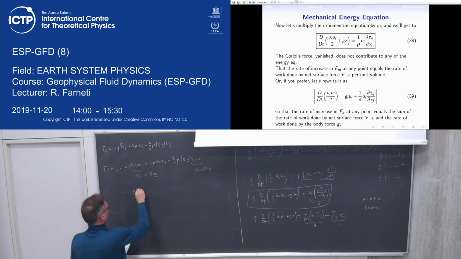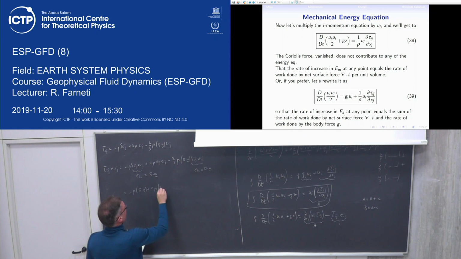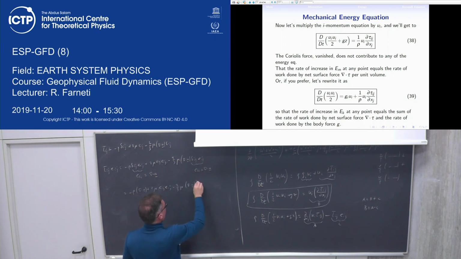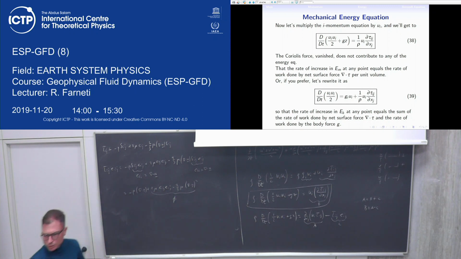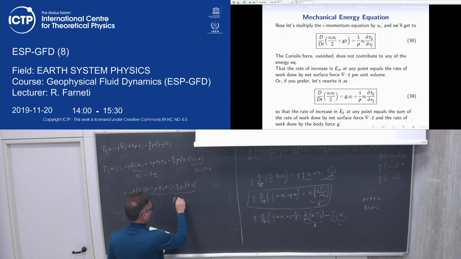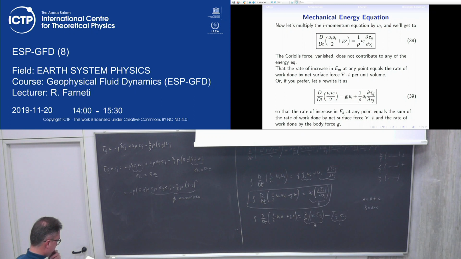So this is equal to minus P divergence of u plus 2 mu e_ij e_ij minus 2/3 of mu times the divergence of u squared. And now we're going to stop here and call these two terms that have the viscosity viscous terms. We're going to group them together into a term that we're going to call phi. Those are the viscous terms that are related to the tangential forces.